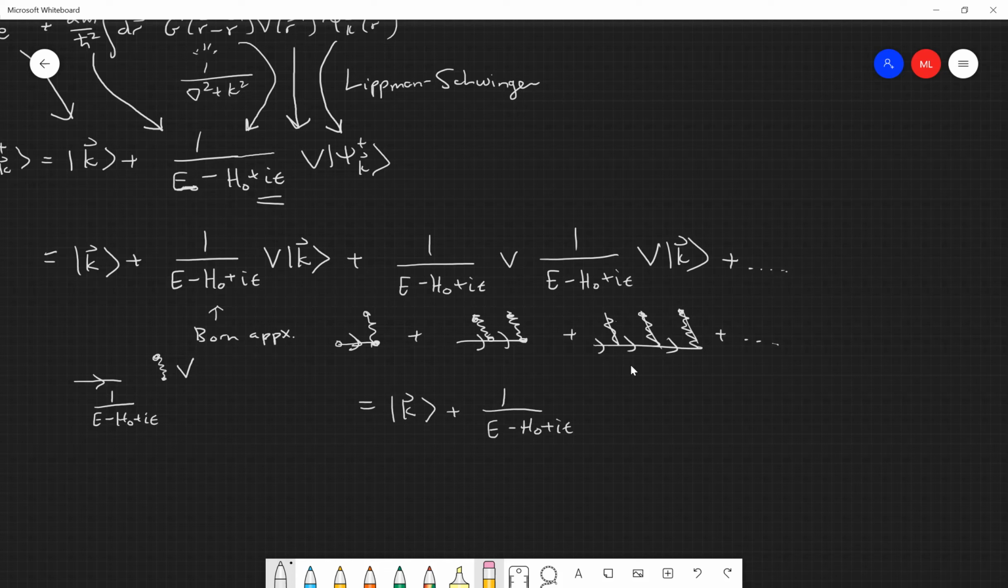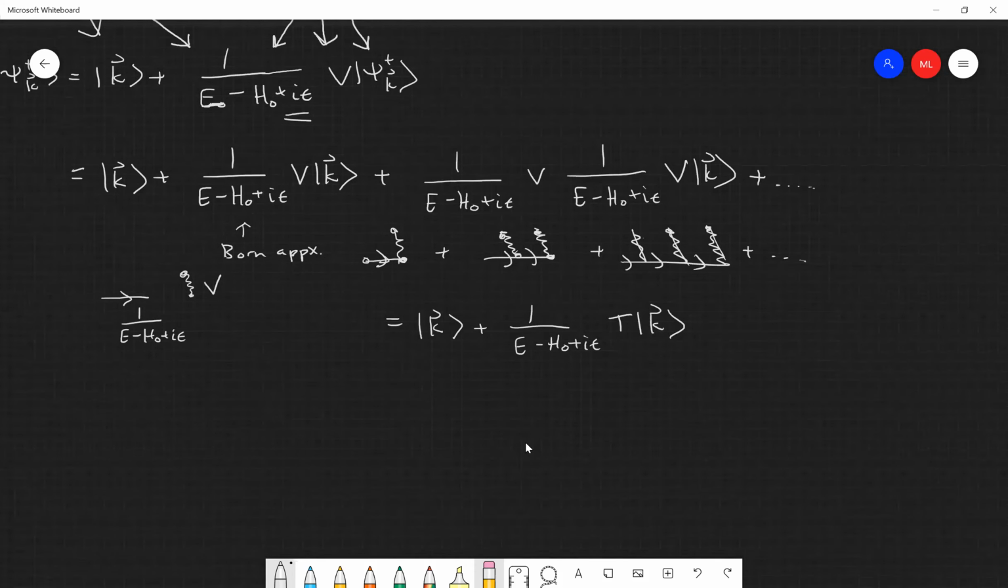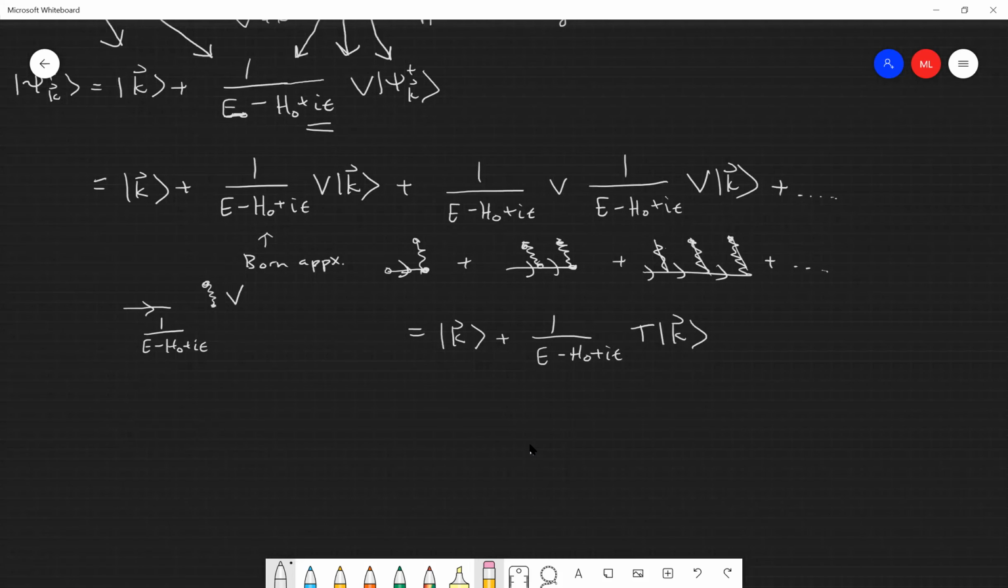And then there's this matrix T, which would include the effects of all of the potentials, all of the higher order terms. So this is called the T matrix. And in terms of the potential, of course, the leading term is just the potential. That's, again, the Born approximation. But then you can add corrections to this, which go as follows.